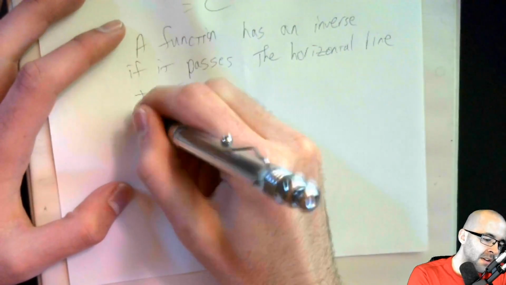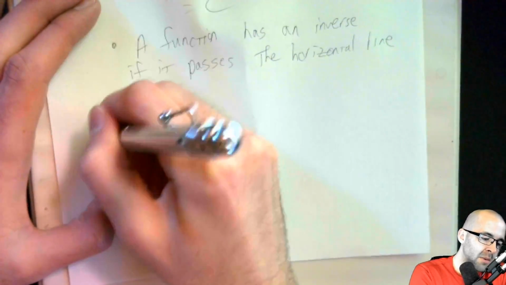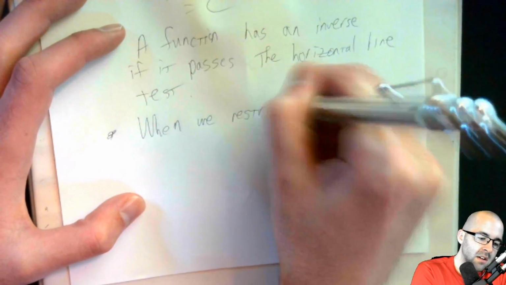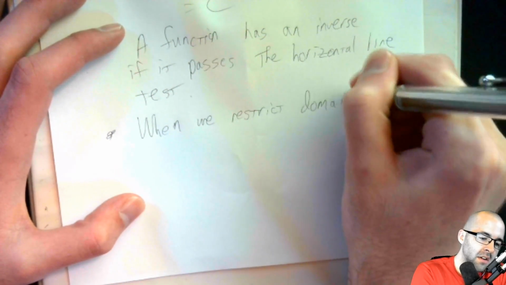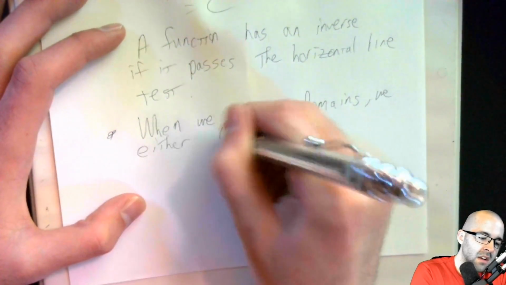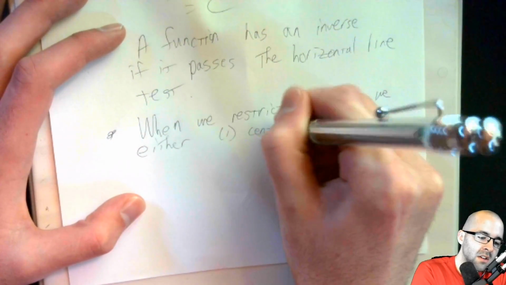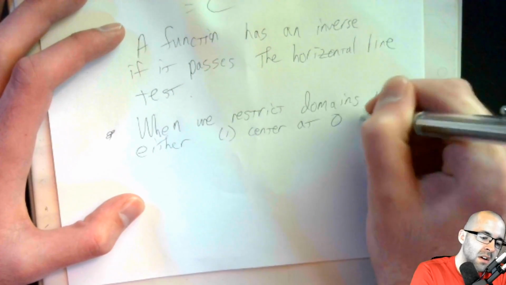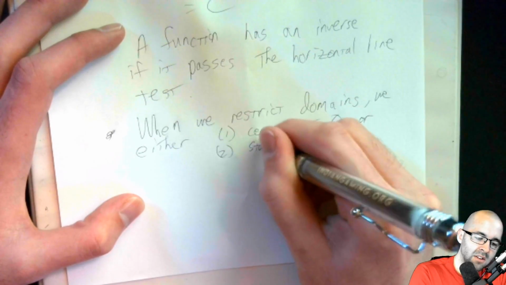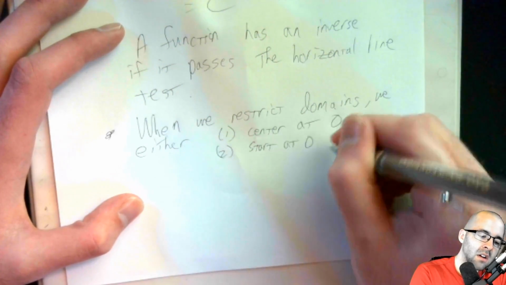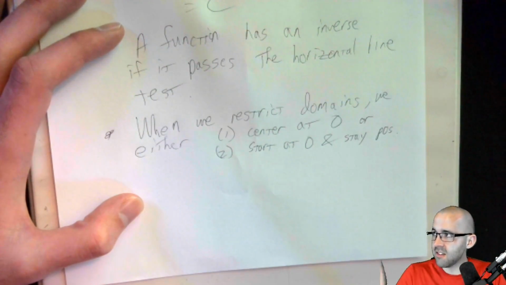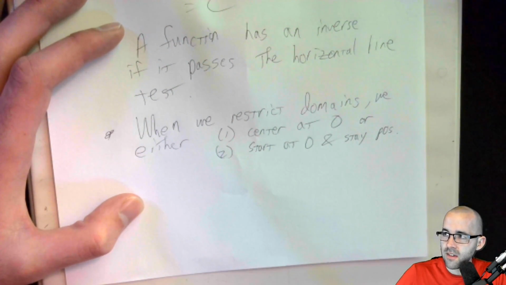So, bullet point: when we restrict domains, we either center at 0 or start at 0 and stay positive. So we're either positive or 0.